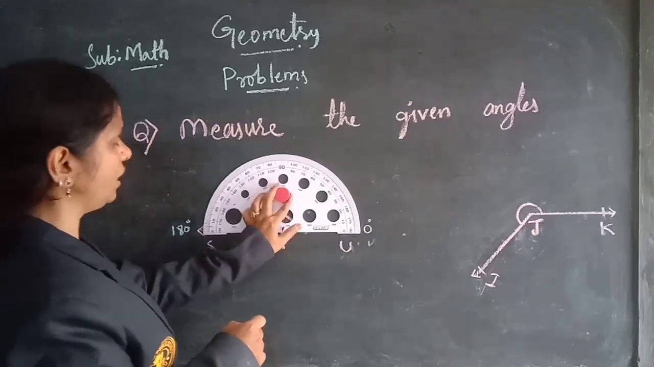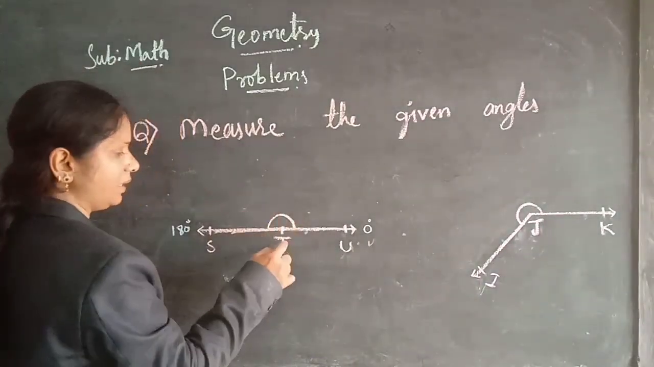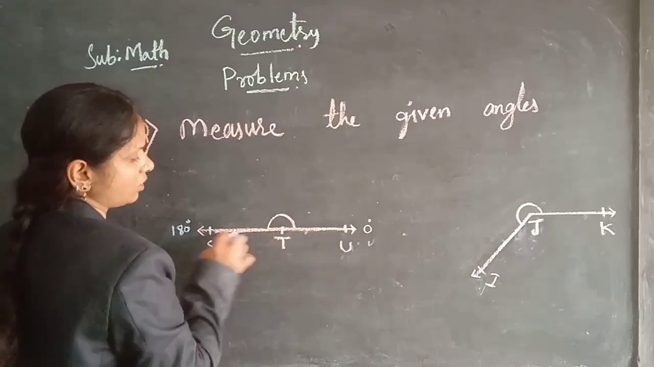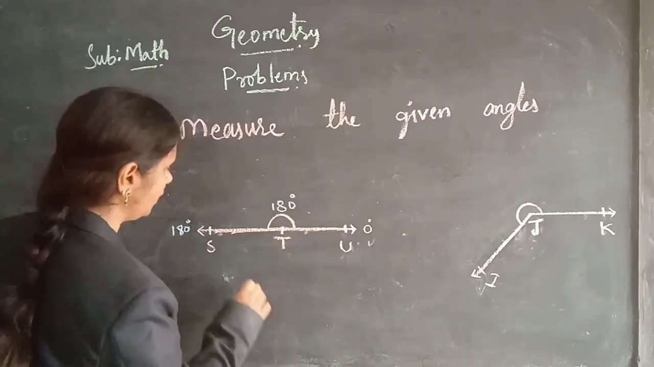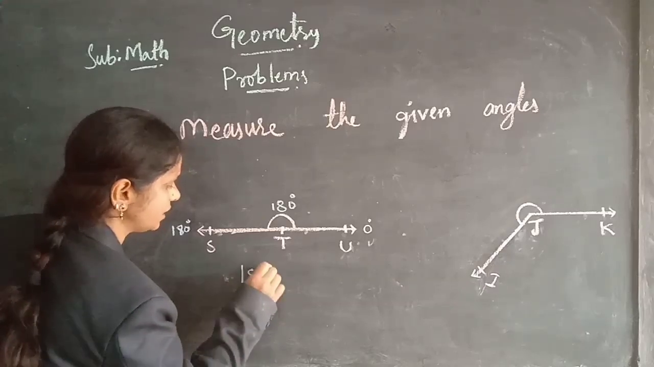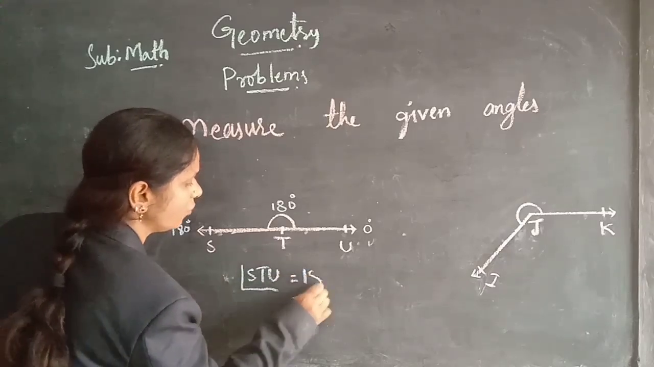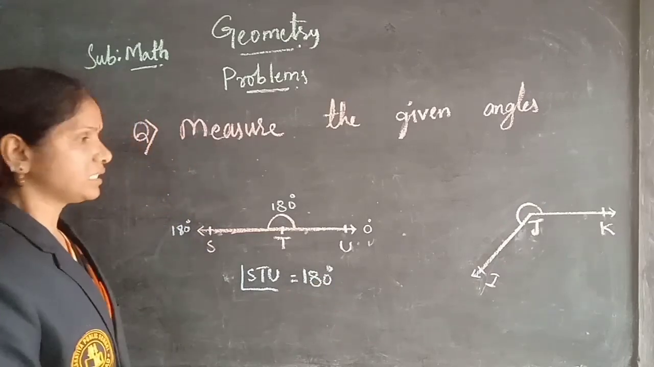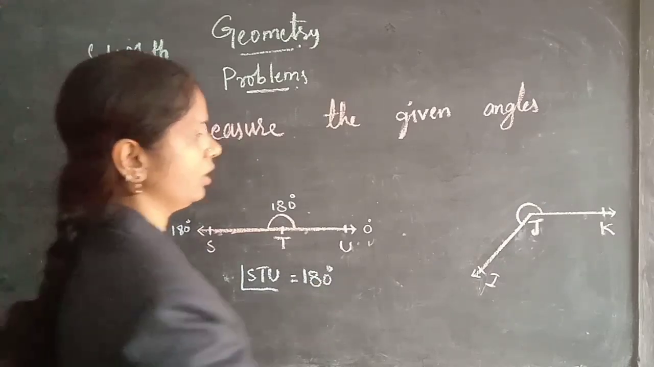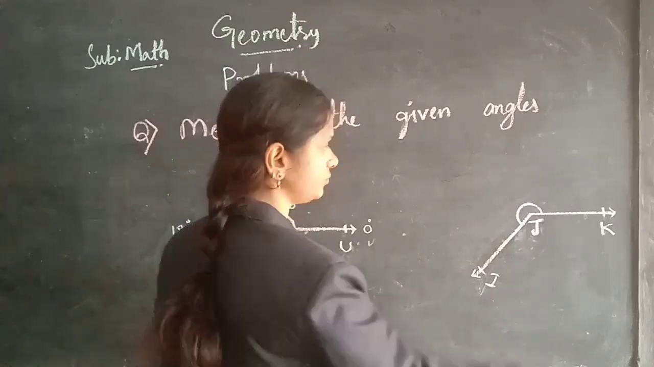So what does it mean here? The angle between the initial ray and the terminal ray is 180 degrees. Nothing but angle STU is equal to 180 degrees. 180 degrees is which type of angle? Straight angle.